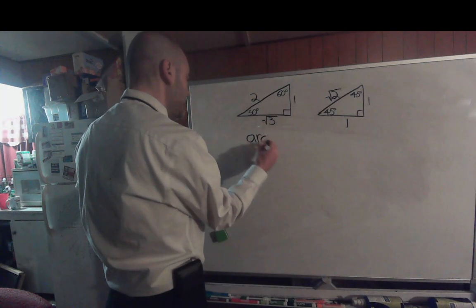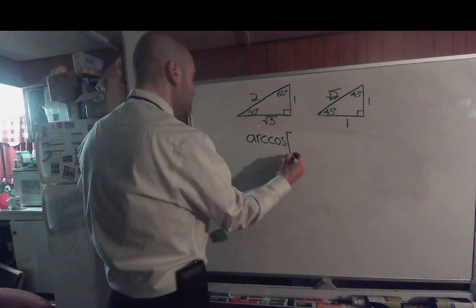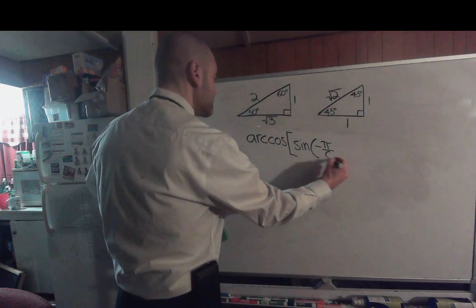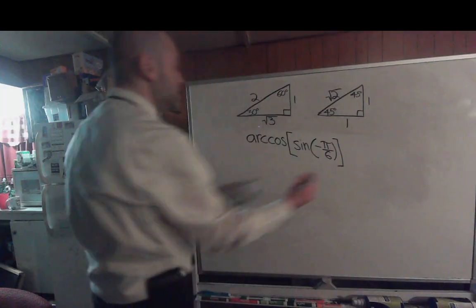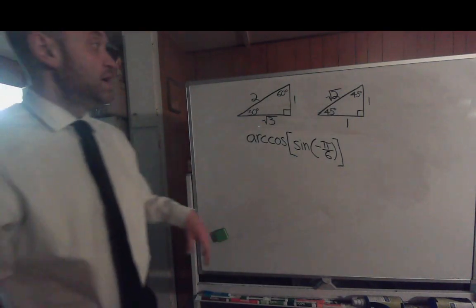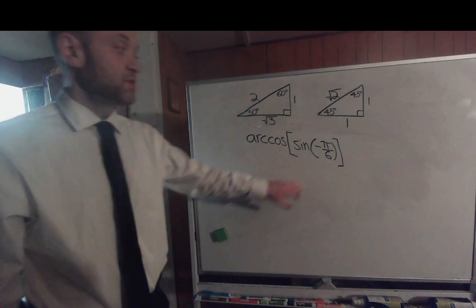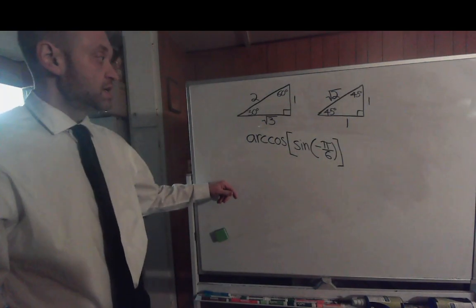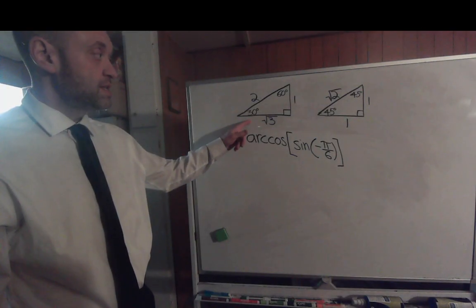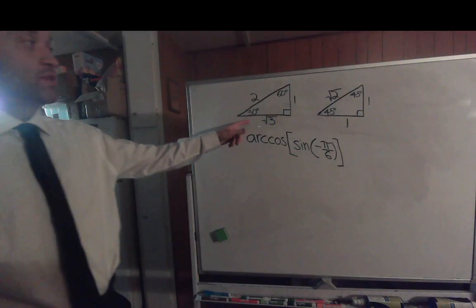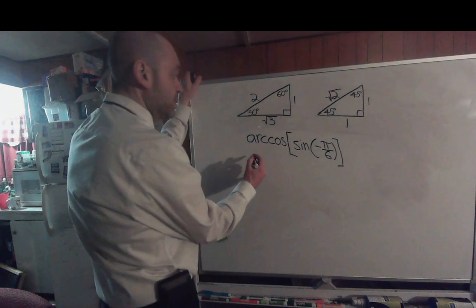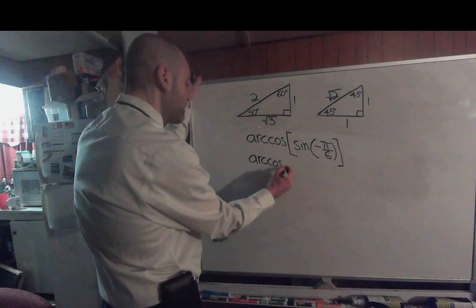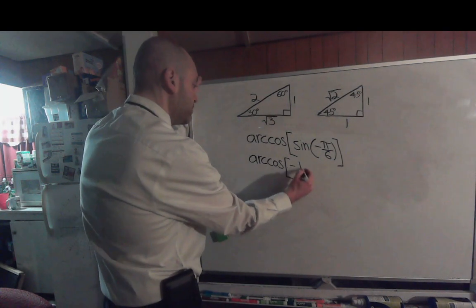Arc cosine of the sine of negative pi over 6. So we're going to have arc cosine of the sine of negative pi over 6. Negative pi over 6 lies in the fourth quadrant. Well, pi over 6 is 30 degrees, but negative 30 degrees would give you negative 1/2. So we're going to take then the arc cosine of negative 1/2.